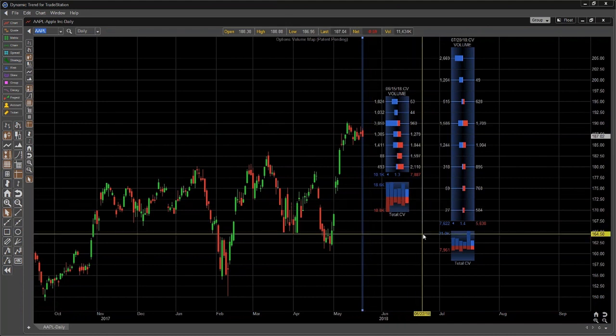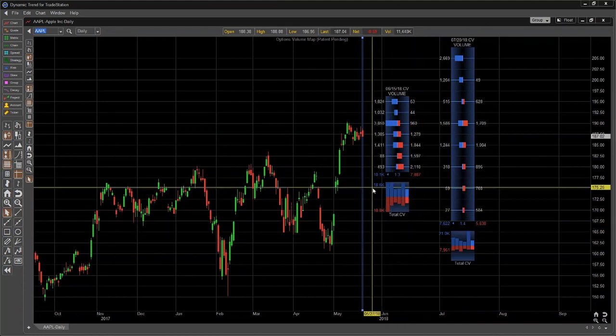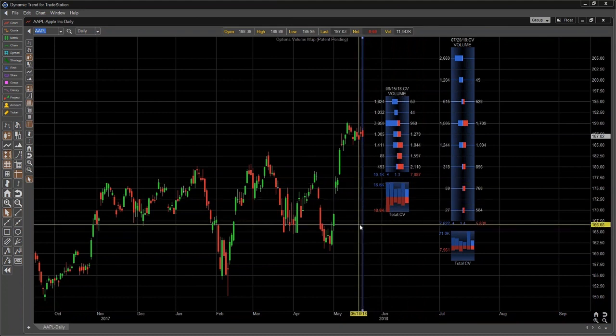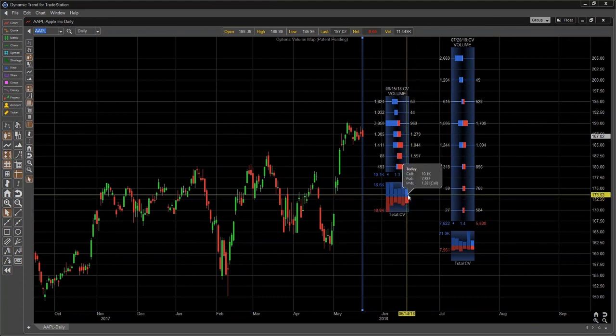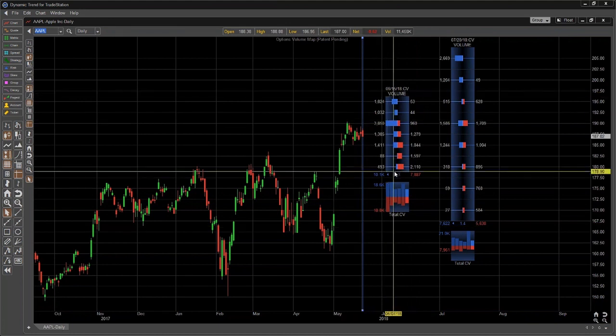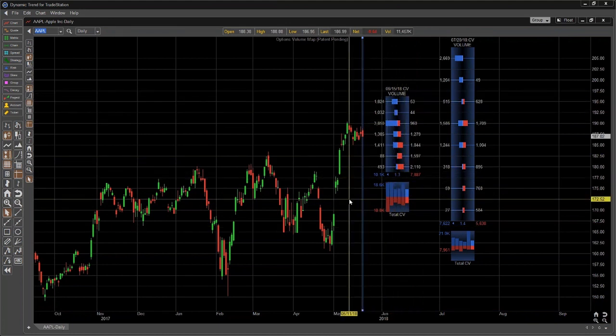Now, another thing we do with this tool is that we give you a small little block under each expiration here that describes the last 5 days of put call total. So you can see again in the last 5 days where the call volume was and the put volume was in total for all of the calls and all of the puts at that expiration.